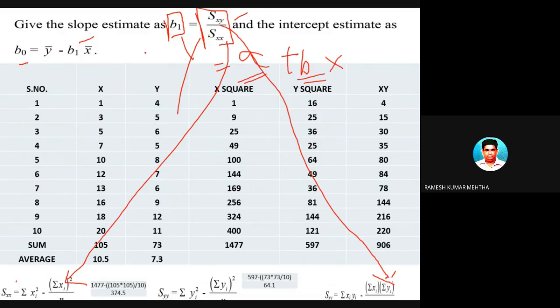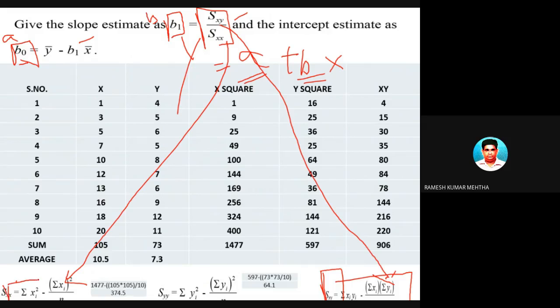Okay, so remember, this is A and this is B. If I want to find out the value of B, the formula is Sxy by Sxx. So Sxy is this and Sxx is this. Now the formula of Sxy. The formula of Sxy is sum of x into y. If you look, this is the formula.